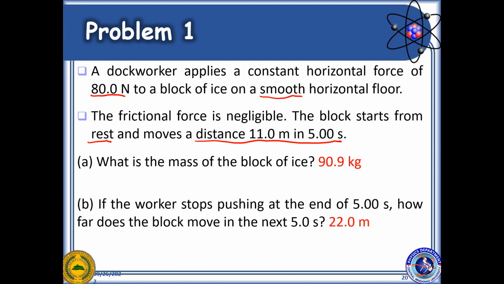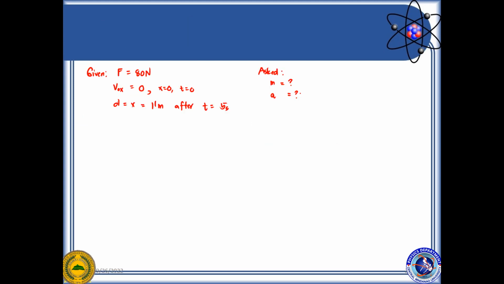And if the worker stops pushing at the end of 5 seconds, how far does the block move in the next 5 seconds? Okay, so these are the given. We are given a force which is equal to 80 newtons. And then we are also given the initial velocity. It is said in the problem that the block of ice starts from rest at the initial point. So we have v naught x equal to 0 at x equals 0 and at time t equals 0.